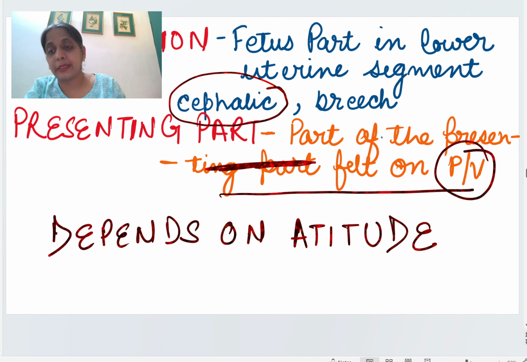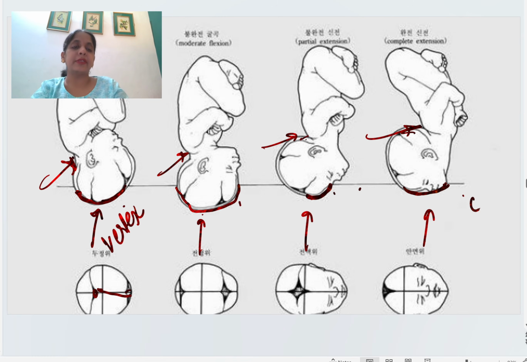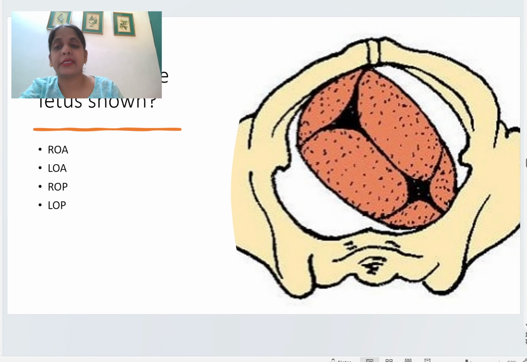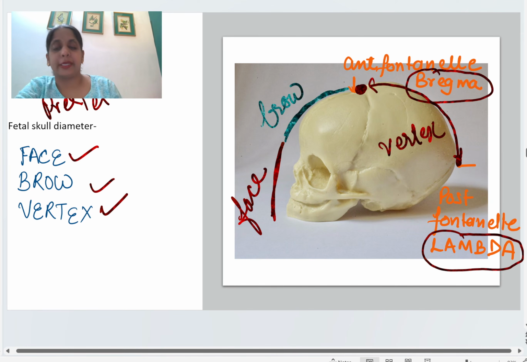You can see here in the picture also, if it is flexed, then vertex is there, and we feel the area between the anterior and posterior fontanelle. If it is deflexed, then brow presentation, and if it is extended, then we feel the face. So these are the three presenting parts of the cephalic presentation: face, brow and vertex.